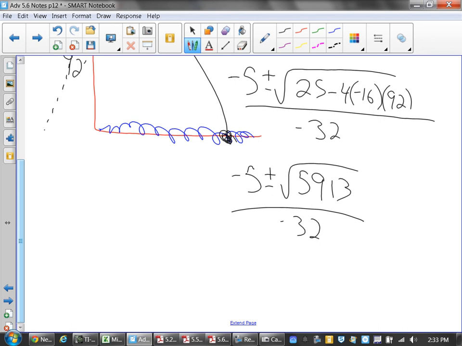This mirrors what we just talked about a second ago. See how I'm dividing by a negative? What do I want my numerator to be then? Negative. So am I going to add the square root of 5913 or subtract it? I'm going to subtract it. Because someone could tell me, oh, you're going to be in the air for -5 minus the square root of 5,913 divided by -32 seconds.